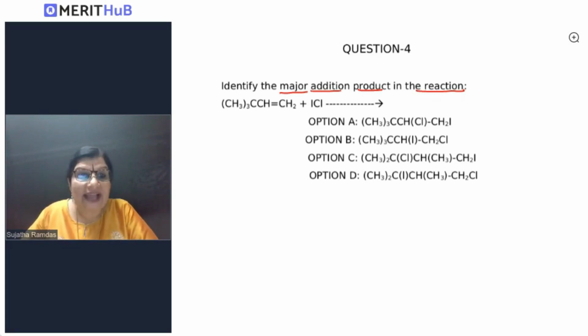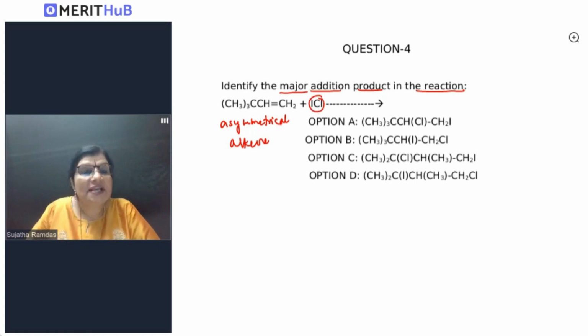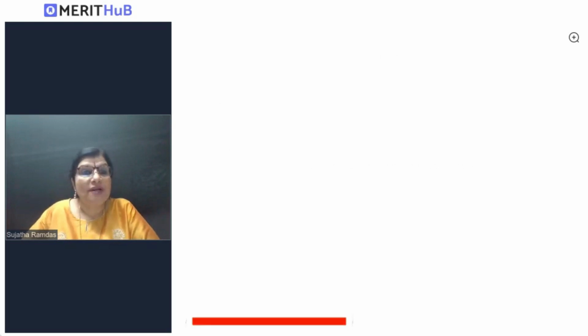So focus on the alkene. It is an asymmetrical alkene, right? You are aware of what an asymmetrical alkene is. It is an asymmetrical alkene, and this reagent is also asymmetrical. So we have to apply Markovnikov's addition rule. Let's write down this reaction again and see what the product would be.